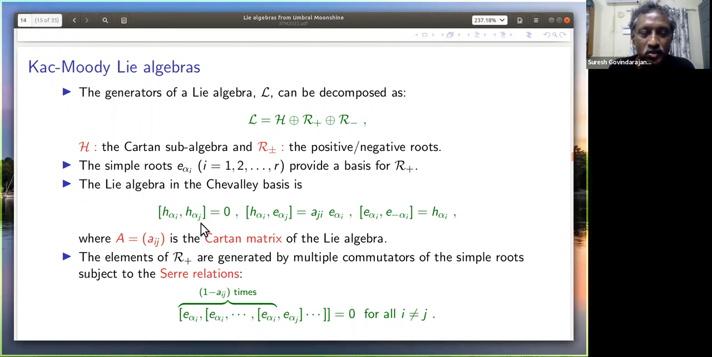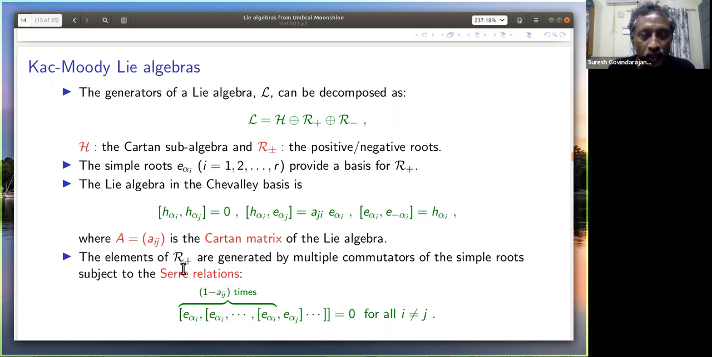These H's commute, this is just a Cartan. The commutator of H alpha with E alpha J gives you the Cartan matrix. That's the inner product of the alphas, A_ji, and it's symmetric in our cases. And the commutator of E alpha and E minus alpha I gives you H alpha I. This is just an SU2 or SL2 subalgebra, and A is the Cartan matrix.